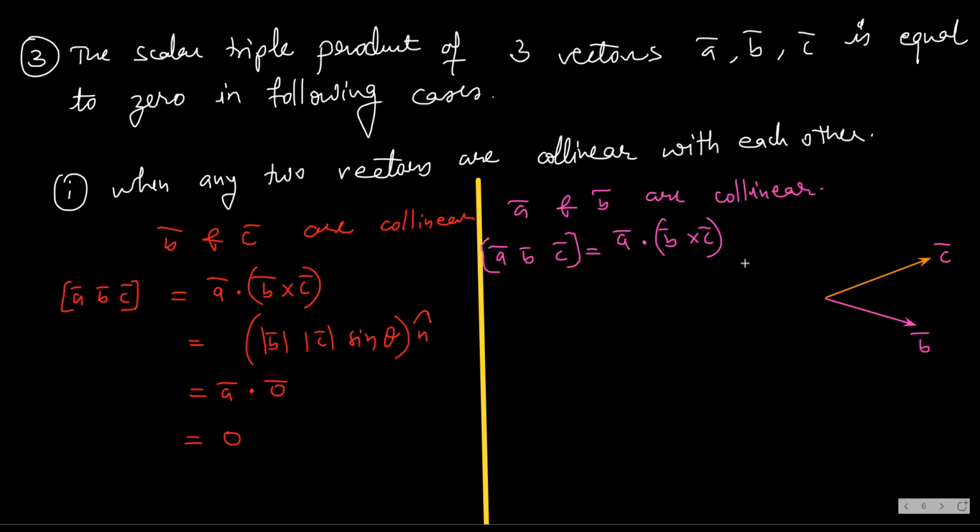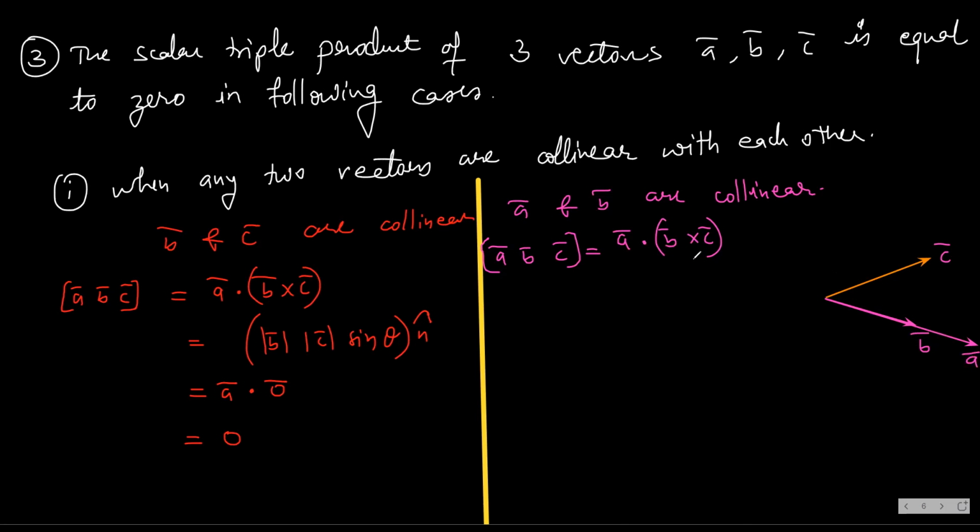So think A bar and B bar are collinear and they are in one direction. This is how they are. This is A bar. They are in one direction. The only thing is A bar is bigger than B bar. You see this? Now you understand that the smaller vector is B bar and the bigger vector is A bar.